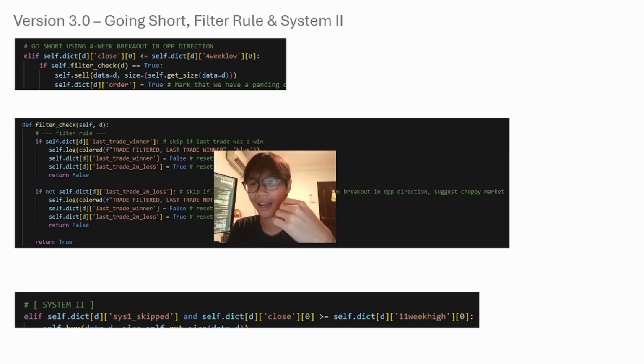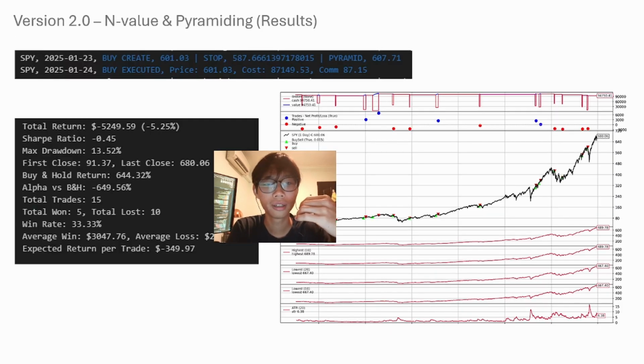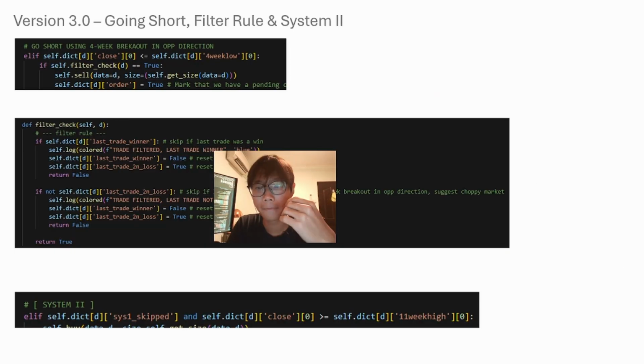Alright, version 3, I added going short, the filter rule, and the system 2. So going short, before this I've just been making the program run by taking long trades only. But actually you can apply the same rules in the opposite direction and you get similar results. So I think that's pretty self-explanatory. You're going short, so you see if it exceeds the 4-week low, you buy, and the stop loss is at the 2-week high.